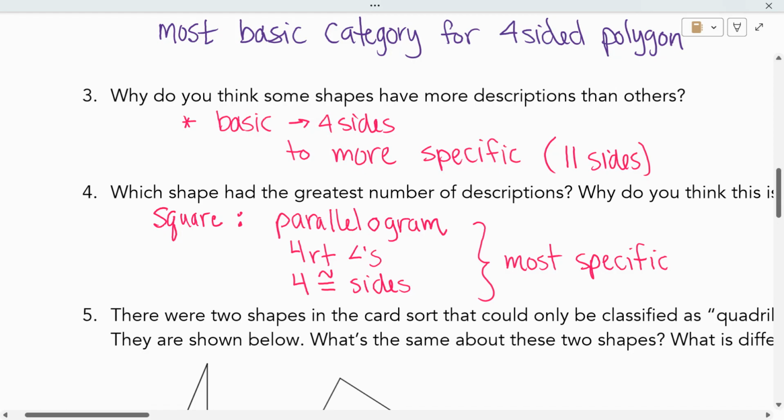It's the most specific one that we talked about. It kind of has all of the properties that we talked about independently smushed together, right? Has parallel sides, 2 of them actually, 2 sets. Has right angles, all 4 of them. Congruent sides, all 4 of them. So it has all of the things that we talked about plus all smushed together.